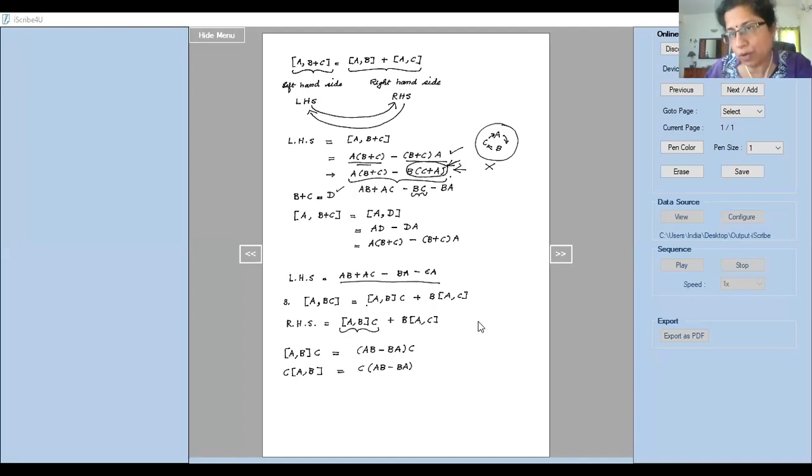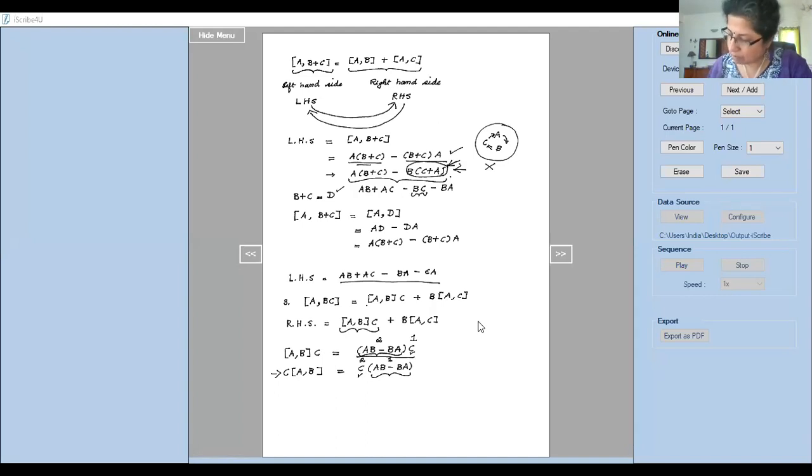Now remember what I told you earlier. In this expression, it means you're first operating the wave function with C, and then you're operating with AB minus BA. In the second one, you're first operating with AB minus BA, and then you're operating with C. They are not the same. So you cannot mix up the order.